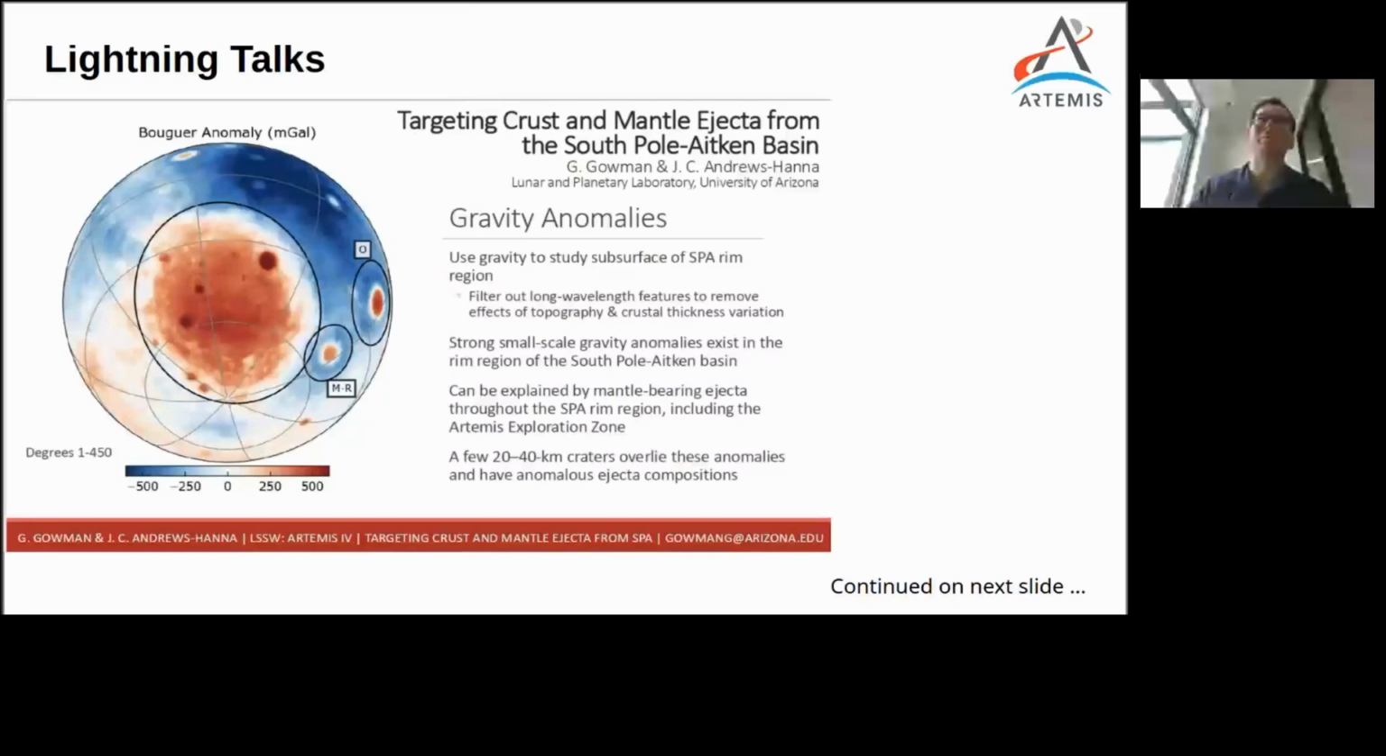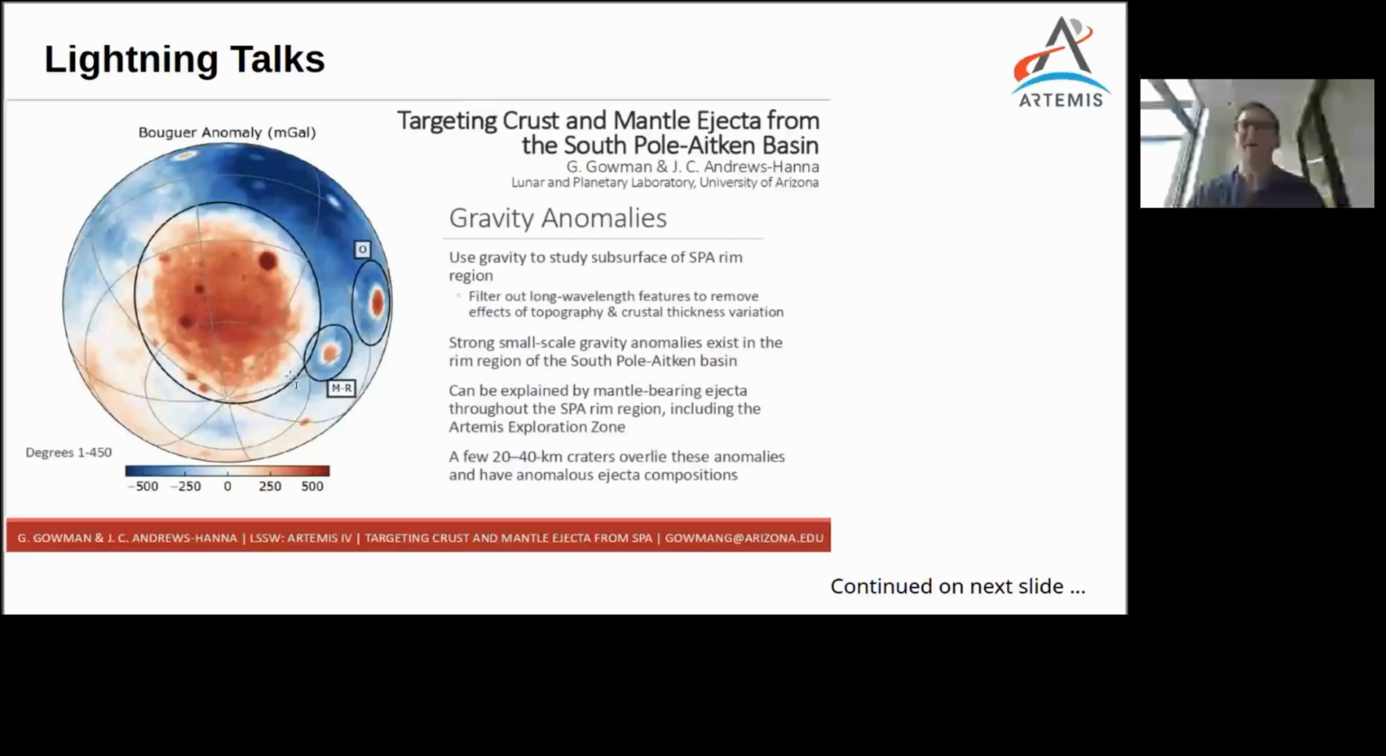So we had 3 lightning talks in our group. The first one, Gabe Goman talked about lunar gravity and how this can highlight regions where you might be more likely to access SPA ejecta, specifically ejecta that contains more high density material or more likely to contain mantle material excavated by SPA.